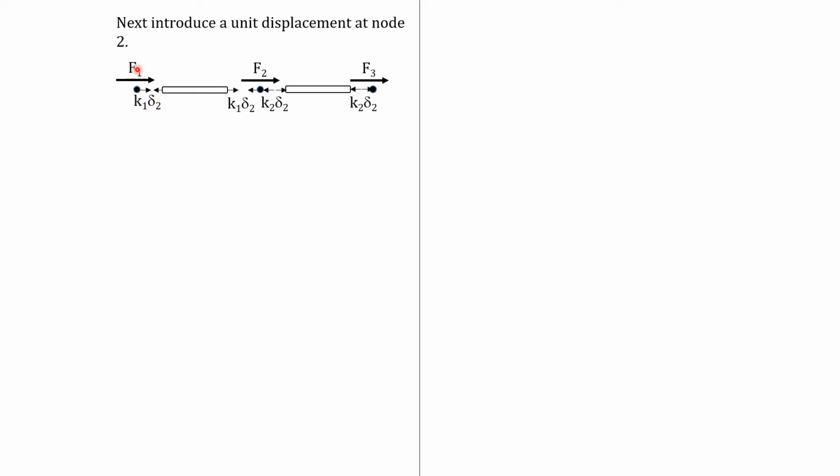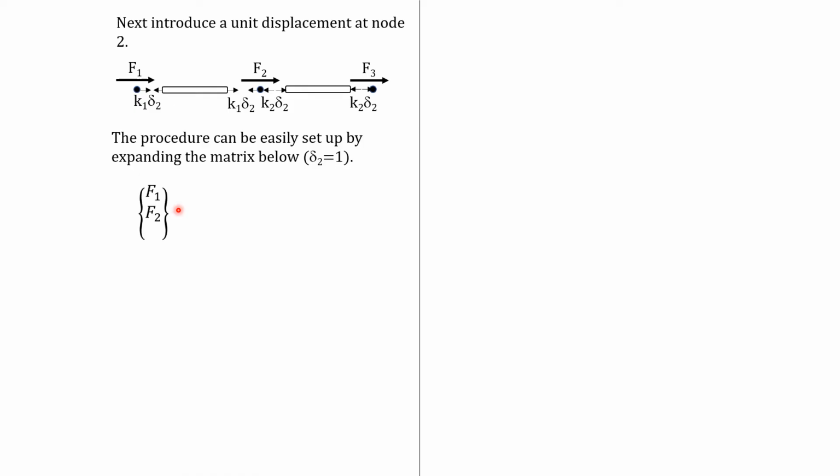So from the figure, F1 plus K1 delta 2 equals 0. So F1 equals negative K1 delta 2, but delta 2 is equal to 1. So F1 equals negative K1 times 1. But K1 here is equal to K12.